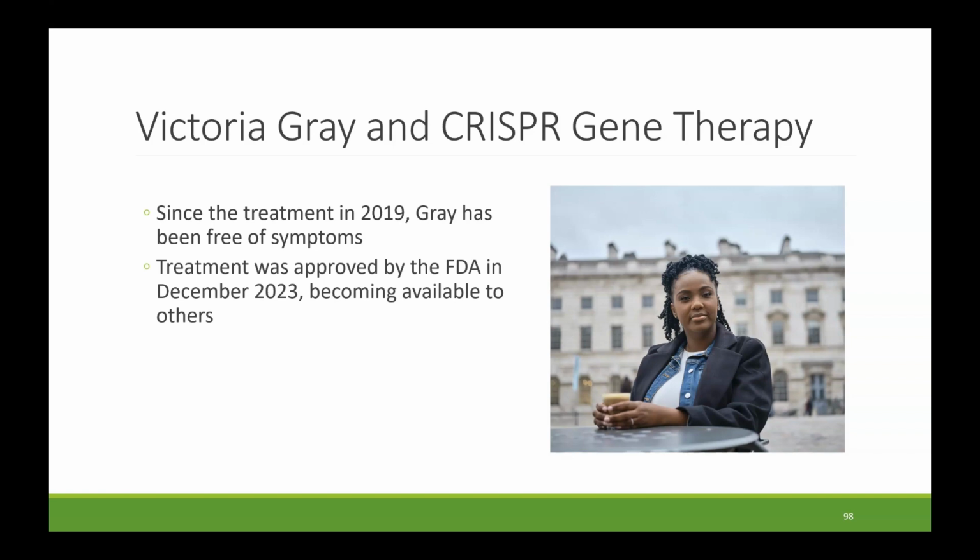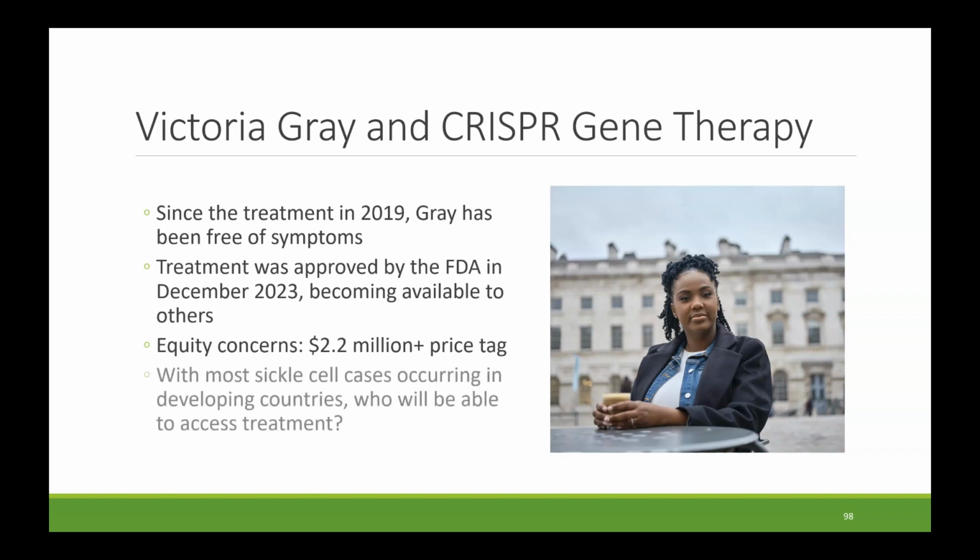There are major concerns about the equitable availability of the treatment, because as of the recording of this lecture, it costs $2.2 million to undergo this procedure, because it's very complex. It's basically like getting a bone marrow transplant with a bunch of other sophisticated technology built in. So while this treatment is without a doubt a major breakthrough, there are still big drawbacks in its lack of accessibility, especially in light of the fact that most sickle cell cases are in sub-Saharan Africa and developing countries where its affordability is basically out of the question for most regular people.